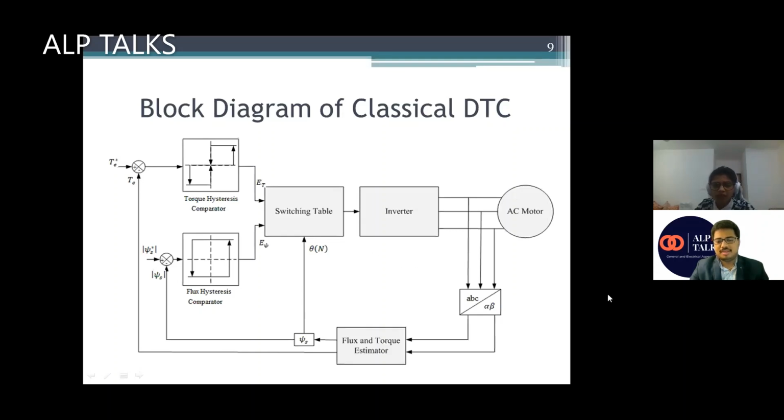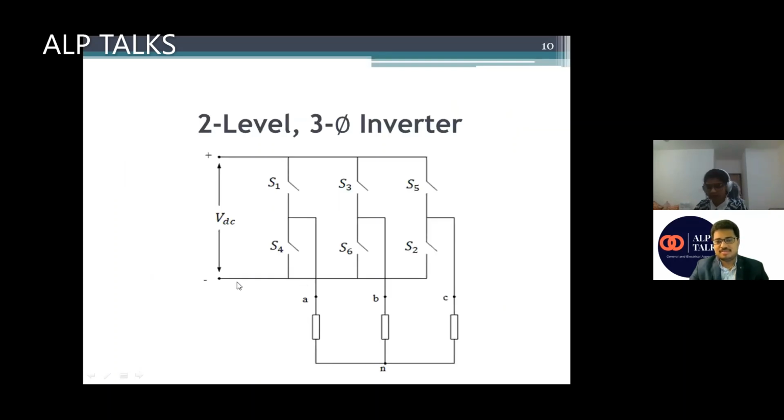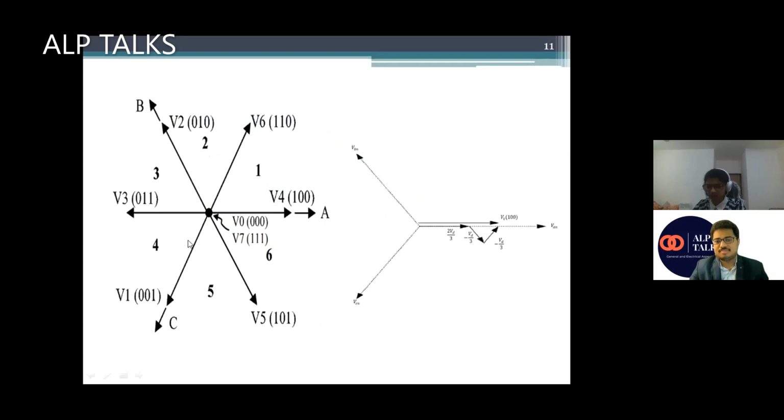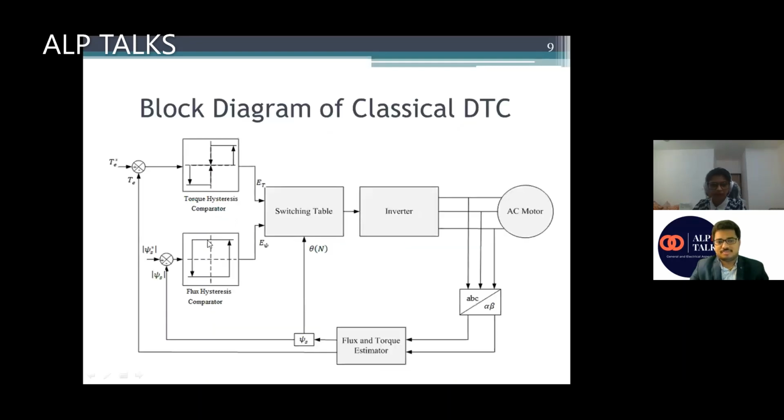Here ABC and alpha beta are frames. It is just one coordinate transformation that we use generally in PMSM for converting into the axis.